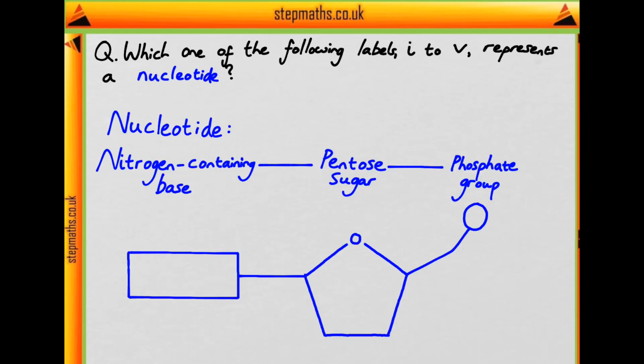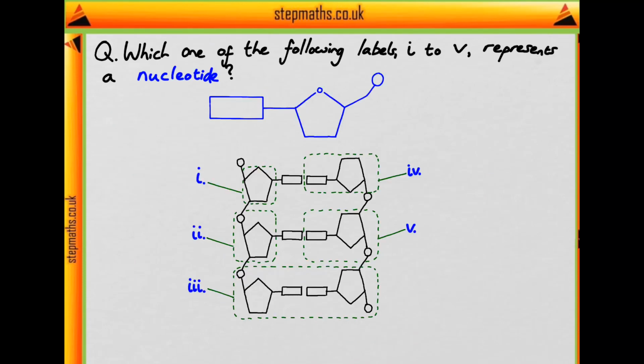So now we know what a nucleotide looks like in terms of shapes, let's look on our diagram to see which option is this shape. So upon looking at our diagram, we can quite quickly see that option V is our nucleotide. It's just our image inverted, here with the phosphate group, the pentose sugar, and the nitrogen-containing base. And so from looking at our answers, we can see that option V corresponds to answer C.